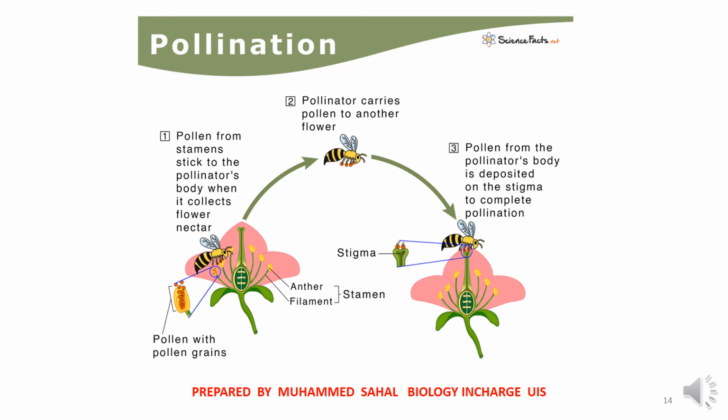Look at this slide. Pollen from the stamen sticks to the pollinator's body. That means in this case, the honeybee collects nectar from the flower. Then it carries the pollen to another flower. When it reaches another flower's stigma, the pollen is deposited there and it reaches the ovary.